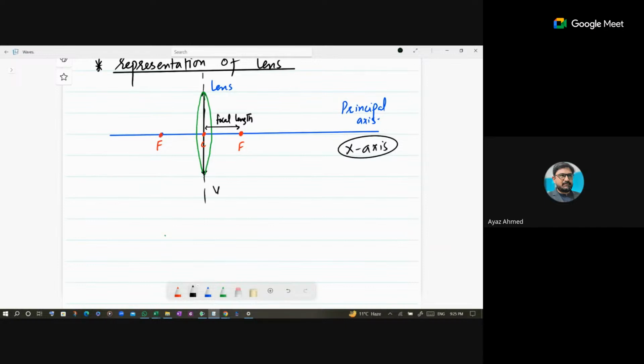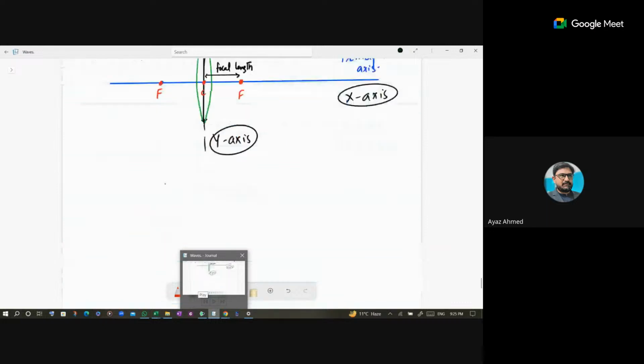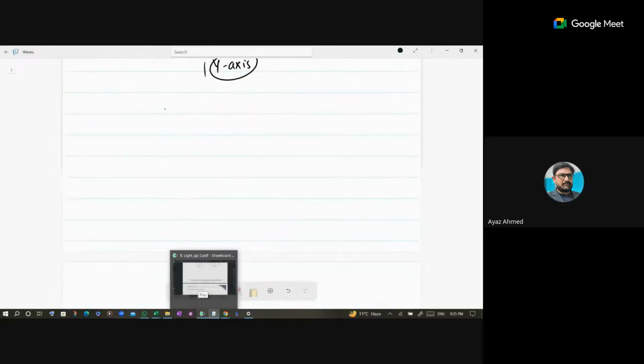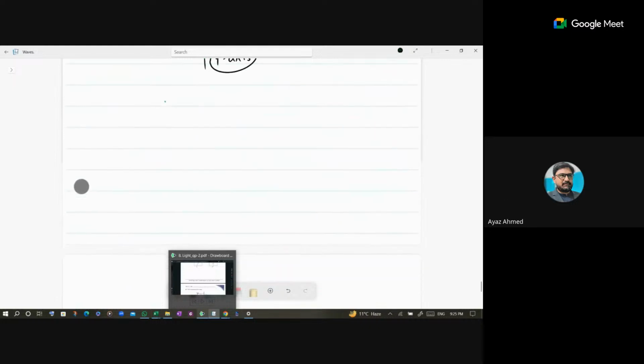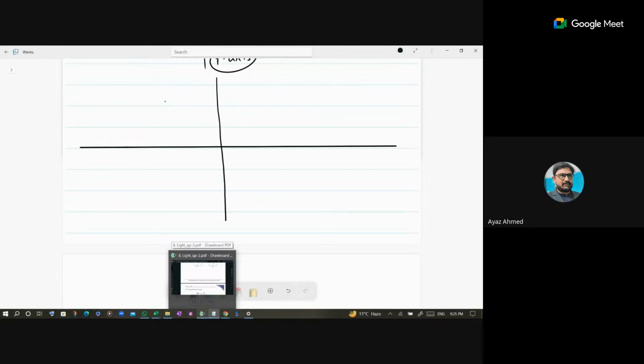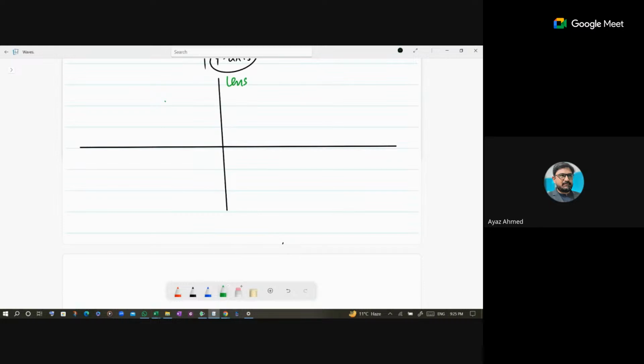If I draw that in terms of x-axis and y-axis, the x-axis shows the direction of light, and the y-axis shows the position of your lens. For example, this is your x-axis and this is your y-axis. So you can simply say, this is the lens, and let me draw it straight. Yes, this is your lens, and this is the axis. Simply say it is the axis, it's not a big issue.